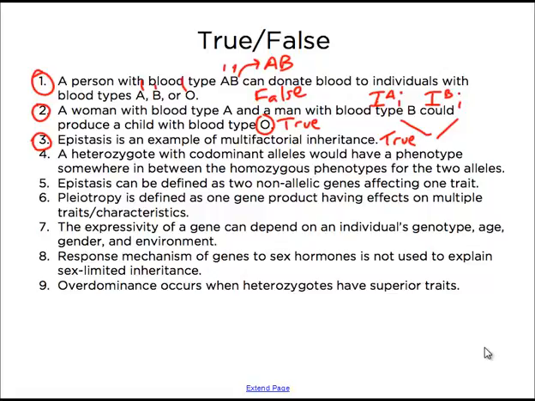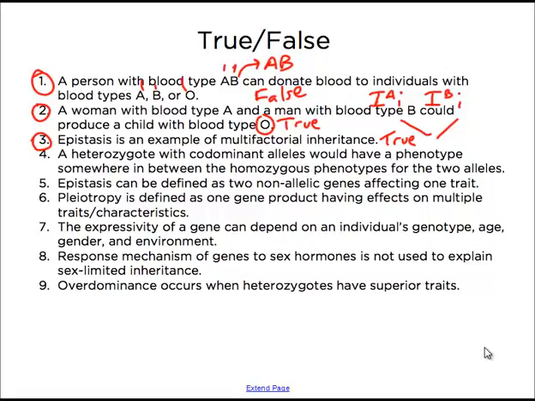Epistasis is defined as the interference of one gene's action on another. So that's one example of multifactorial inheritance. Also, the environment could be involved. There could be 20 genes, but this is definitely true.